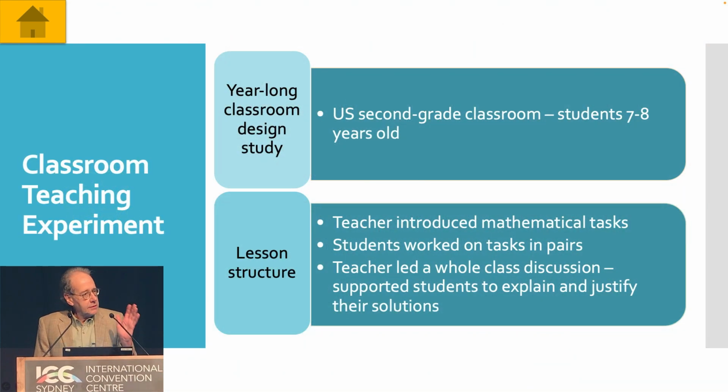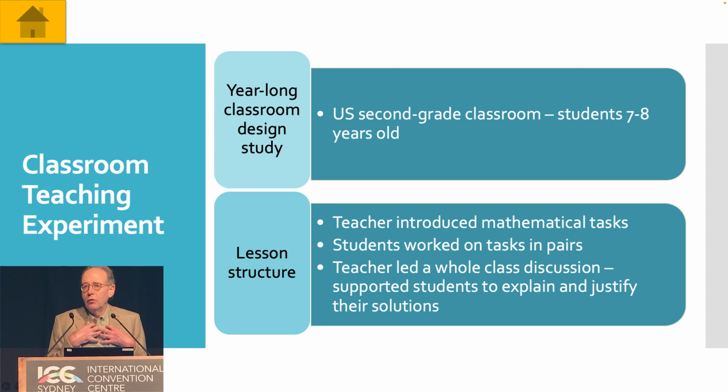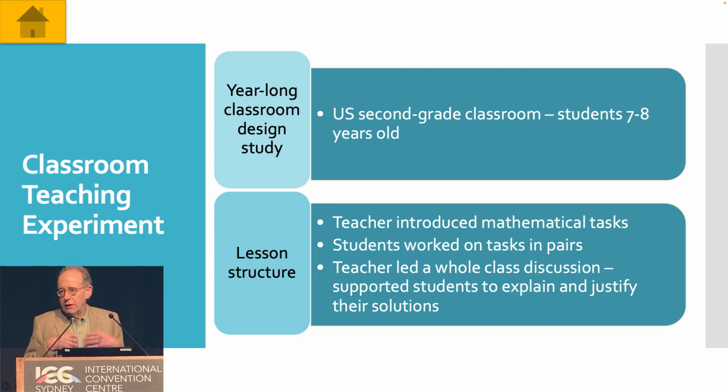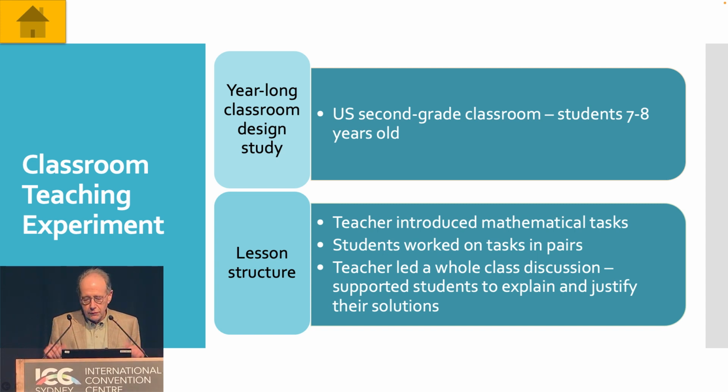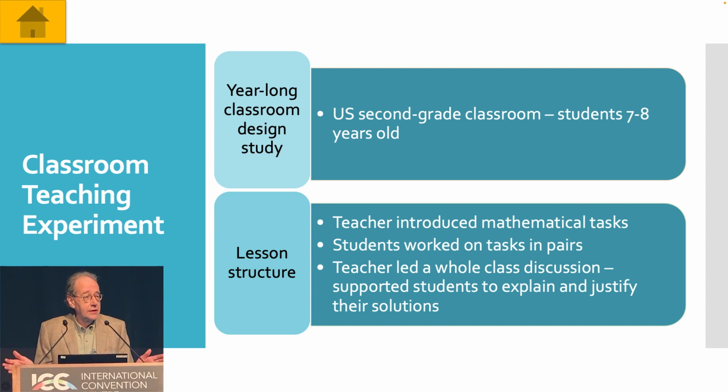To set the context, in 1986, when we began working together, the three of us conducted a year-long classroom teaching experiment. We now call it a classroom design experiment or a classroom design study. The classroom teacher was a full member of our research team who was in all of the meetings when we made decisions and so forth. It was in a second grade class in the US, so 7 to 8-year-old students. We had initially planned to work in that classroom just for 3 or 4 months. And then at the end of that period, the teacher said, "Now what am I going to do? You can't leave." And that's why it ended up being a full one-year classroom design study.